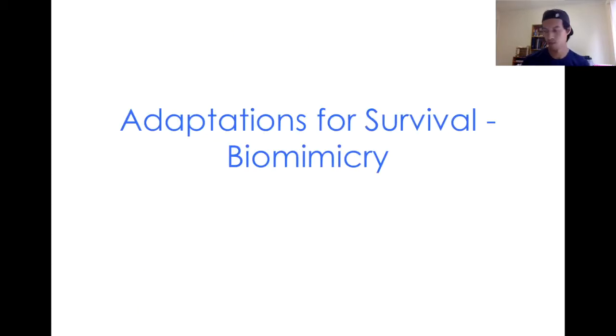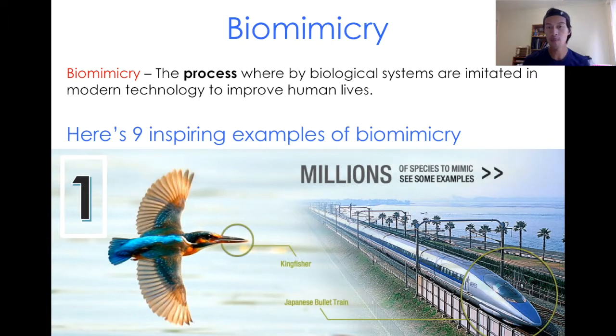Okay. So that's it for adaptations to cold. We're going to take a look at a few examples of biomimicry. Now, biomimicry is an interesting area of science where you use modern technology to imitate natural processes in biology to improve human lives. And so you're mimicking natural biological systems, right? So I'll go through a few examples. Here are 9 examples of biomimicry where humans have taken nature as an inspiration for technology.